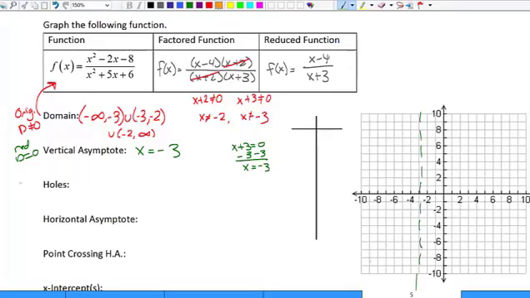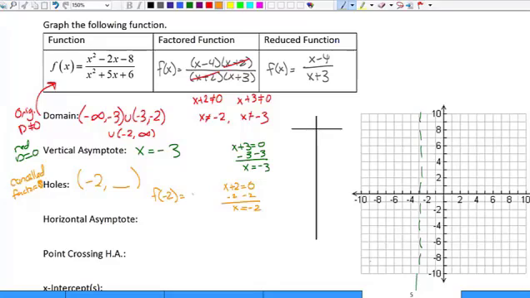The next one is the holes. If I have any canceled factors, I'm going to set those canceled factors equal to 0. The canceled factors, I have an x plus 2. The x plus 2 is my canceled factor. So I have x equals negative 2, so my hole happens at negative 2 comma some value. Well, how do you find the other value? What I'm going to do is evaluate f of negative 2, but I'm going to evaluate it at the reduced function.